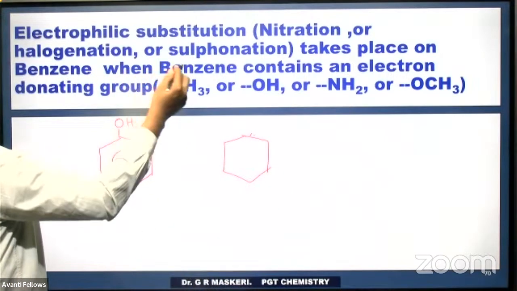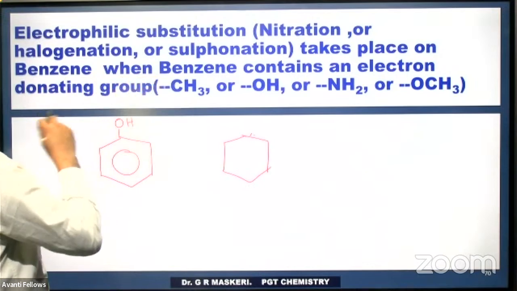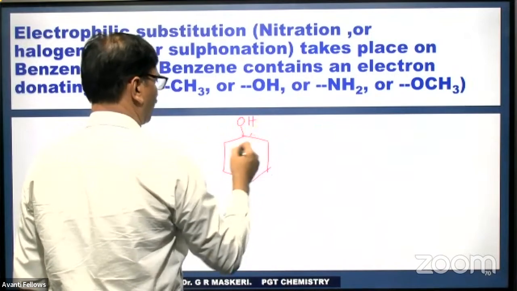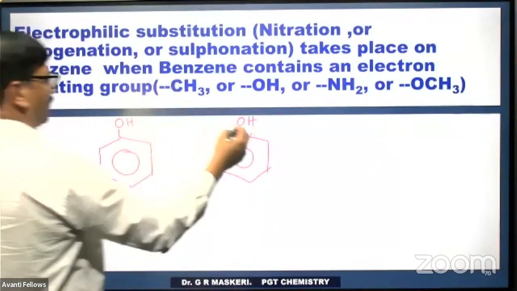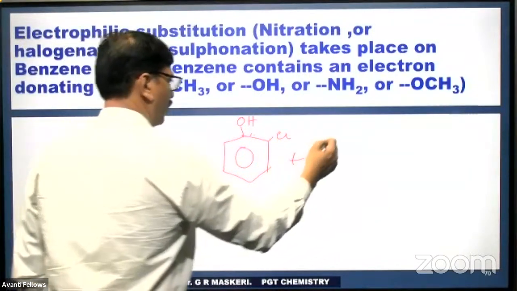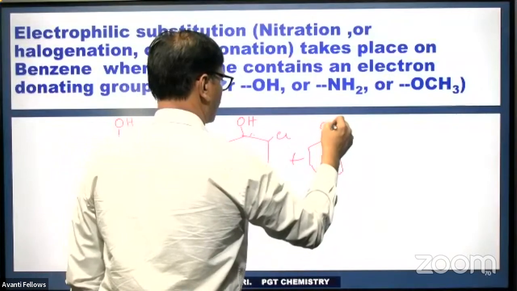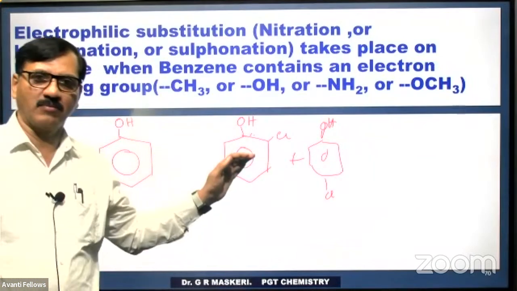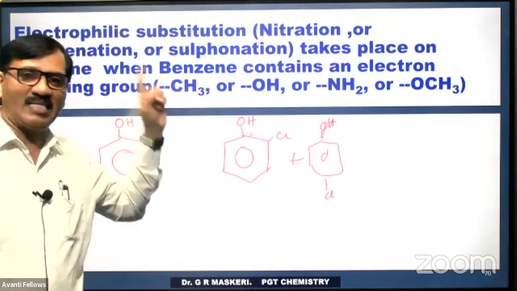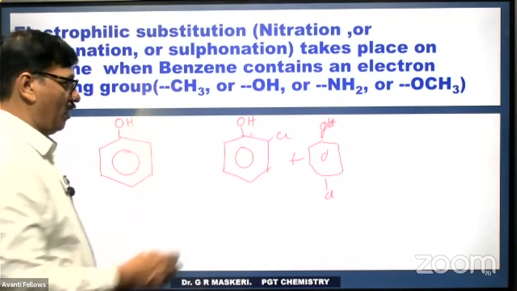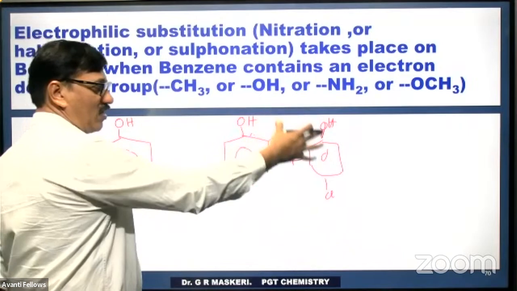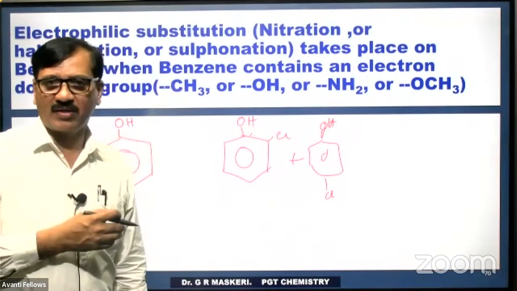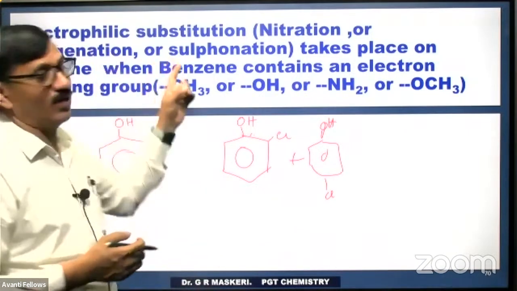Halogenation takes place on benzene when benzene has electron donating groups. So this takes place more easily. Suppose it is halogenation, it is seen at either ortho or para, right? Halogenation occurs more readily. Why it is occurring more readily is the question, right? So this halogenation occurs on the nuclear ring, or the carbon of the benzene ring. This is called an electrophilic substitution.